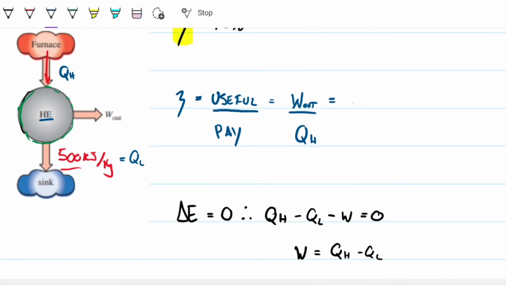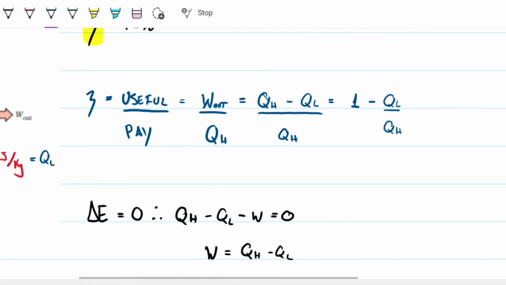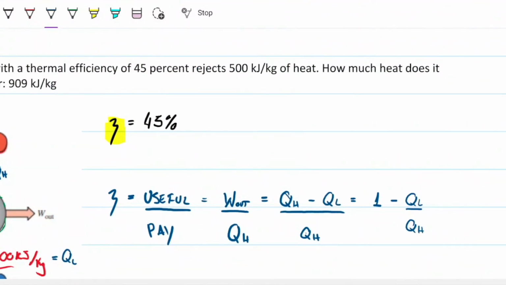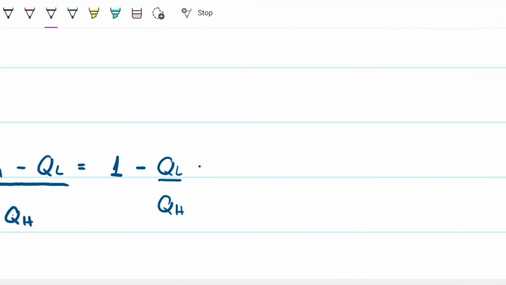So this is equal to Q high minus Q low divided by Q high. Okay, so if this is Q high on both ends, we can divide there and we'll be left with Q low over Q high. So just the ratio between the two, right? And we know that the efficiency for this given problem in particular is 45%. So therefore this here has to be equal to 45%.